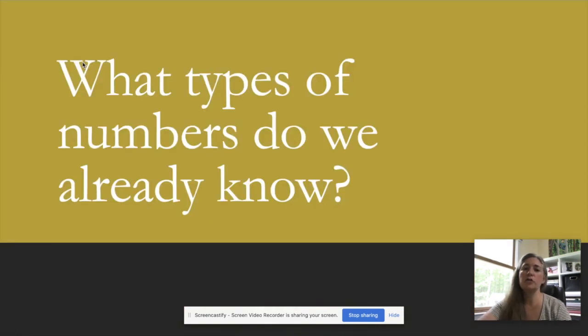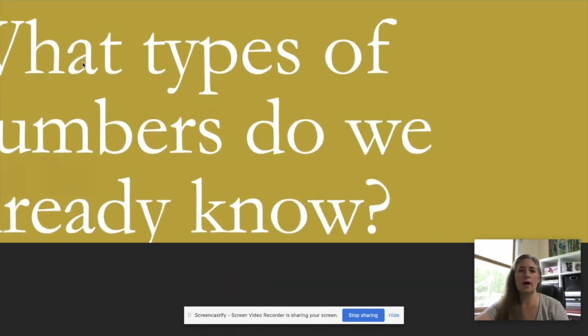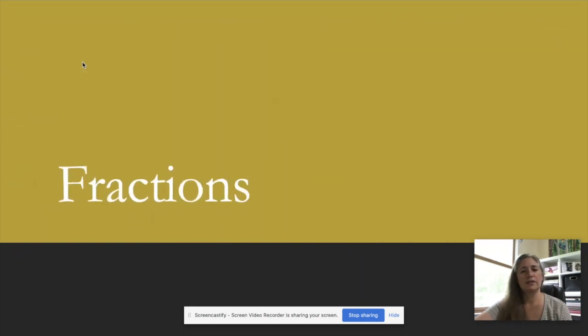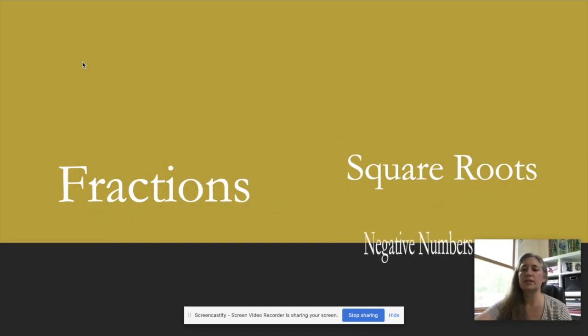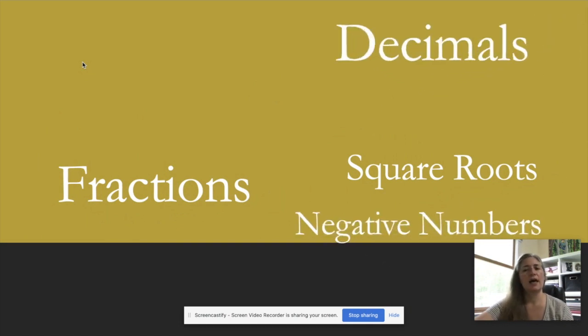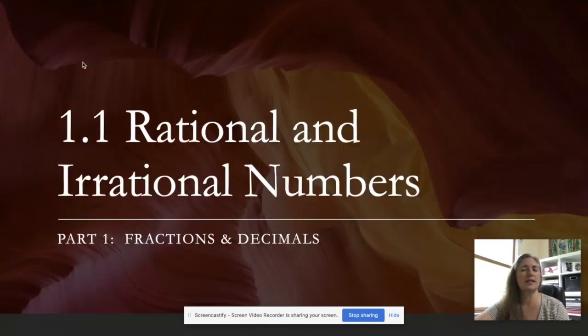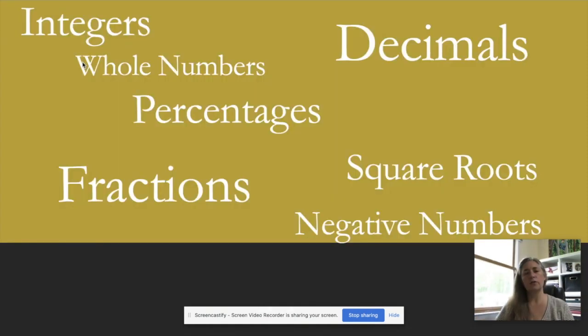So to start, what types of numbers do we already know? The most common you might think of are fractions and decimals. And then we've got square roots and negative numbers and percentages and whole numbers and integers. All of those are different types of numbers, and we're going to add on to our knowledge about numbers and also learn more about some of those in this unit.